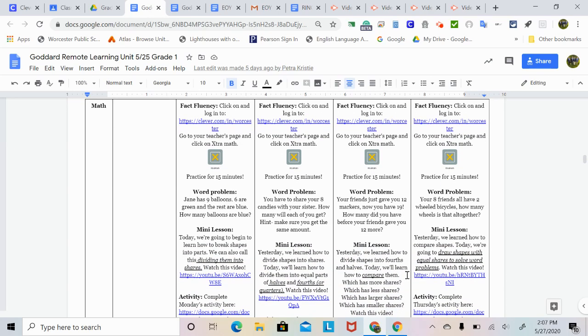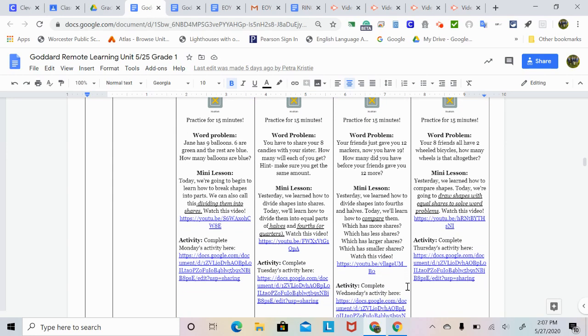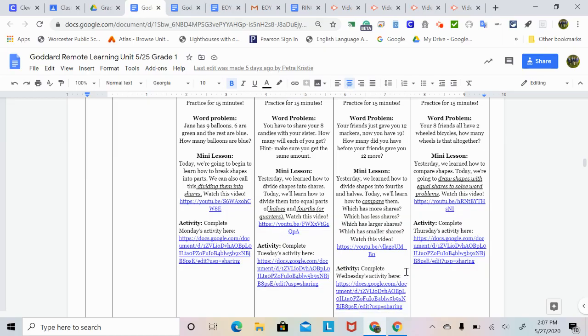Your mini lesson of the day. Yesterday, we learned how to divide shapes into fourths and halves. Today, we'll learn how to compare them. Which has more shares? Which has less shares? Which has larger shares? Which has smaller shares? Watch this video. And here's an activity. Complete your activity by clicking on this link right here.